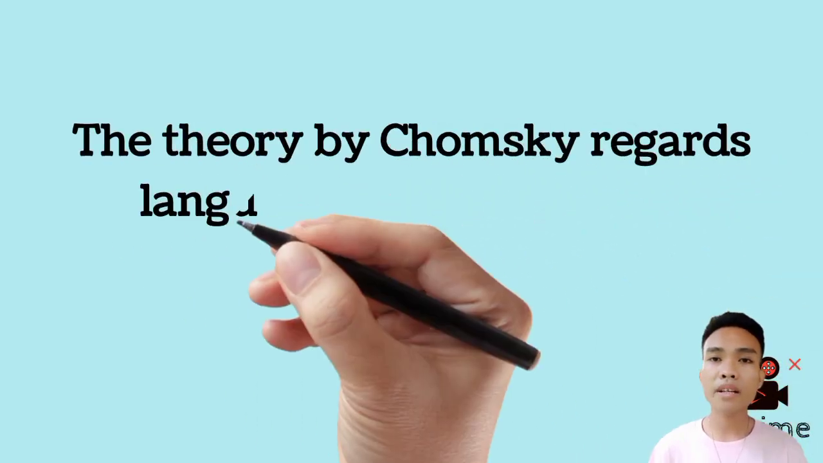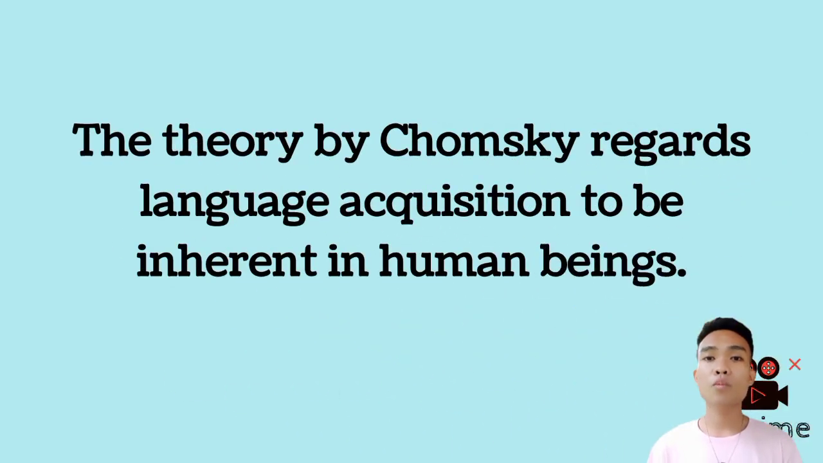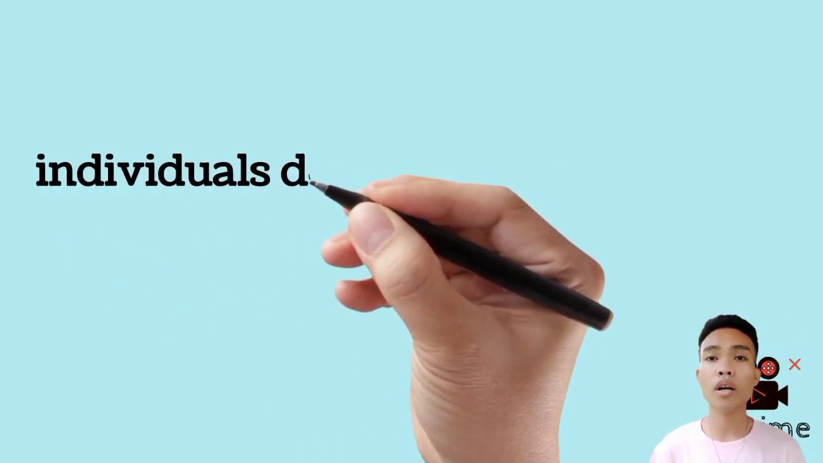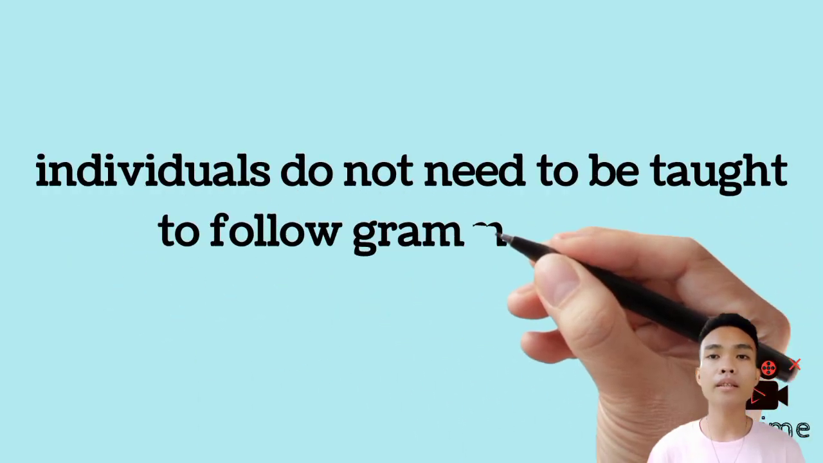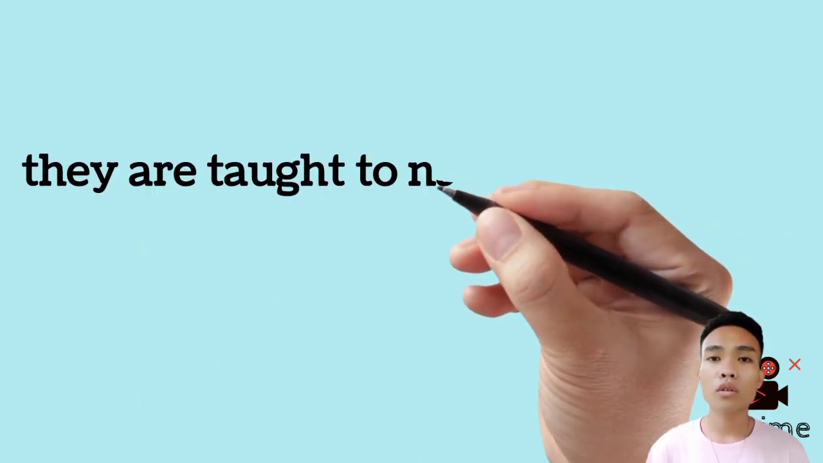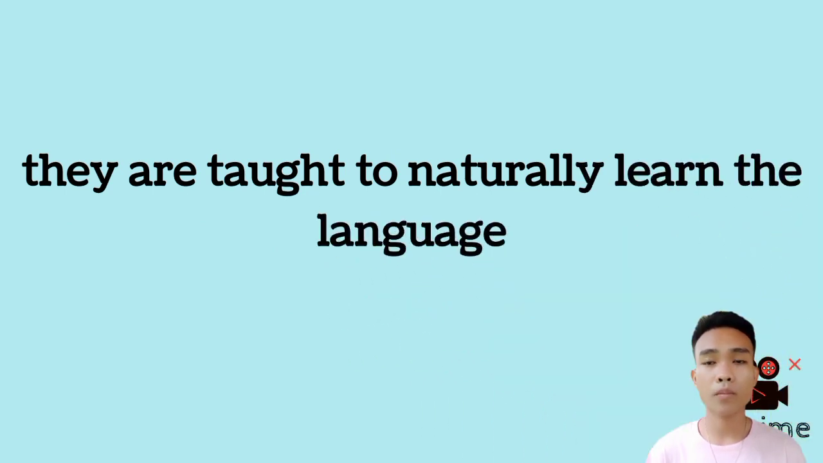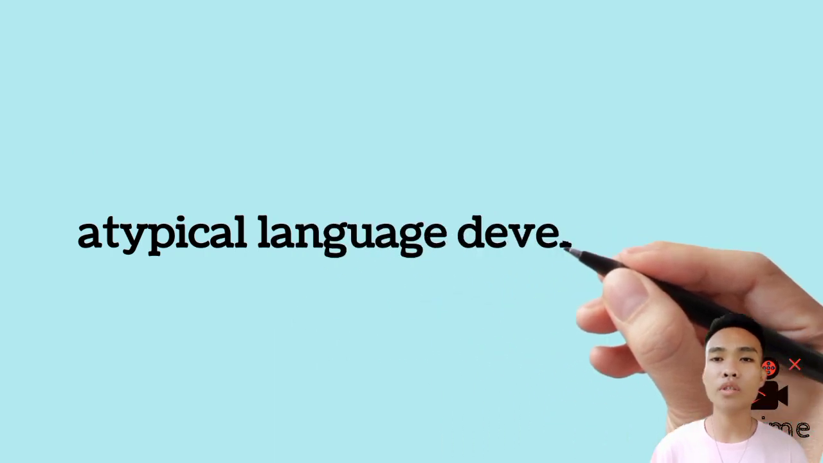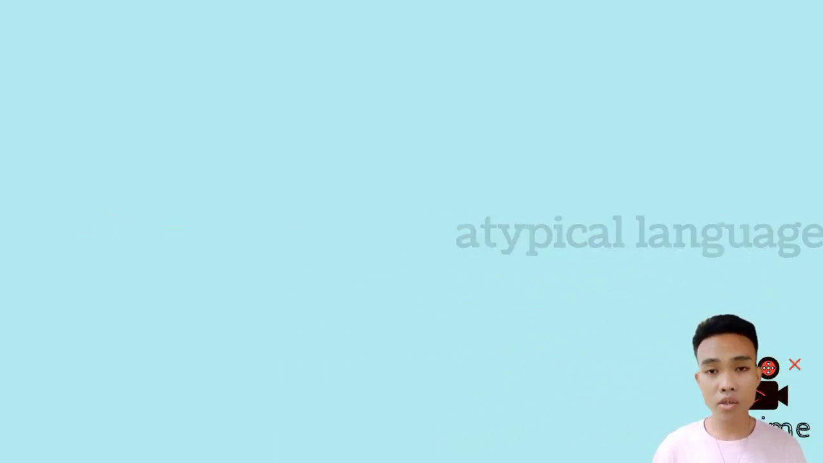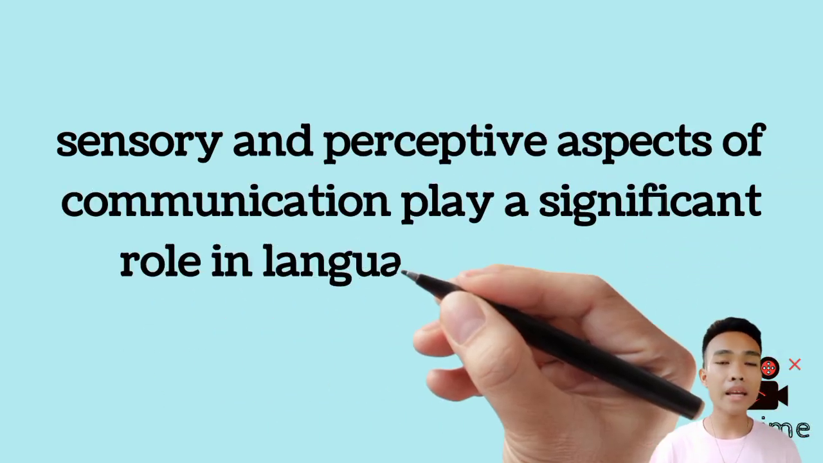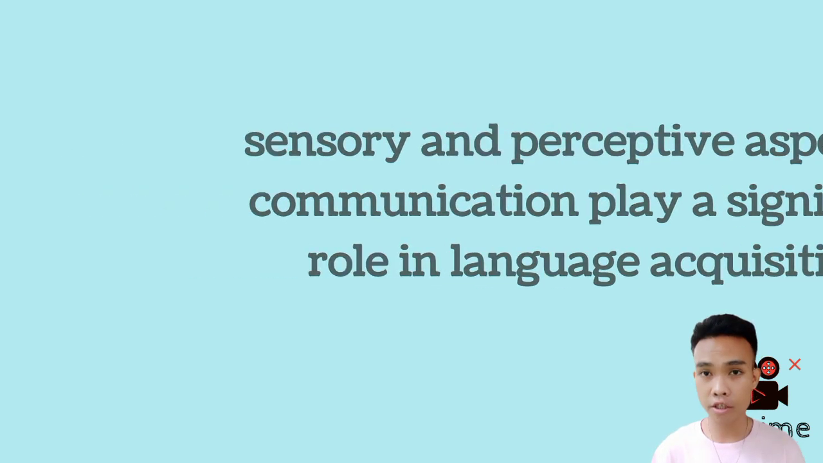The theory by Chomsky regards language acquisition to be inherent in human beings. It is more suitable to typical language acquisition, where individuals do not need to be taught to follow grammar rules. Instead, they learn the language naturally. So, this theory does not, however, apply to atypical language development, where the sensory and perceptive aspects of communication play a significant role in language acquisition.